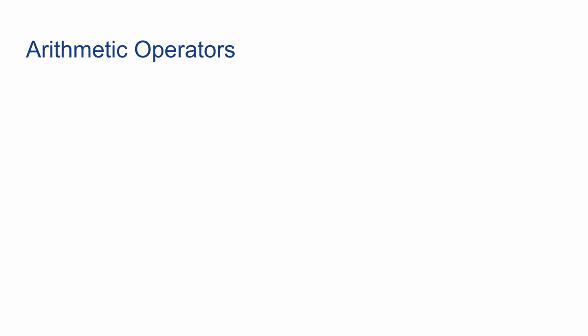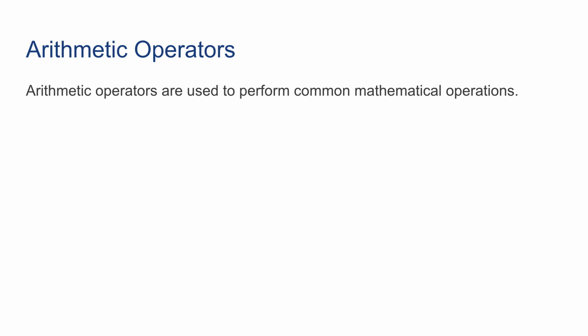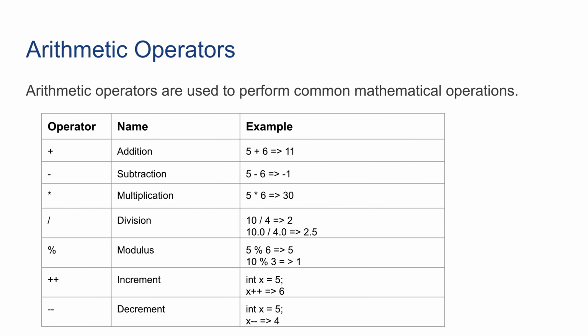Now let's talk about arithmetic operators. Arithmetic operators are used to perform common mathematical operations, and you should be familiar with most of them already. The plus operator is addition, and as you can see in the example, 5 plus 6 yields 11. Subtraction: 5 minus 6 yields minus 1. Multiplication is defined by the asterisk, so 5 times 6 yields 30.